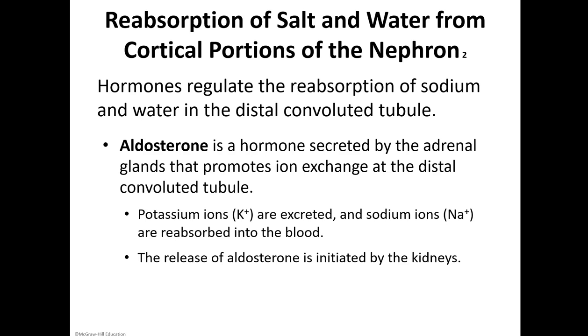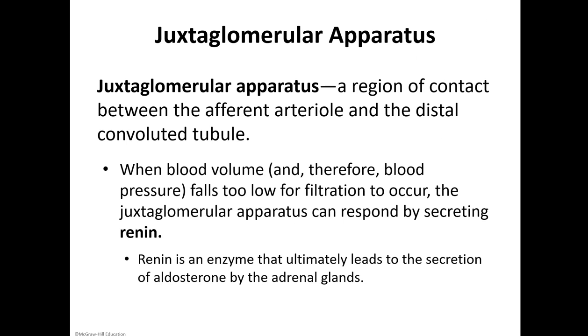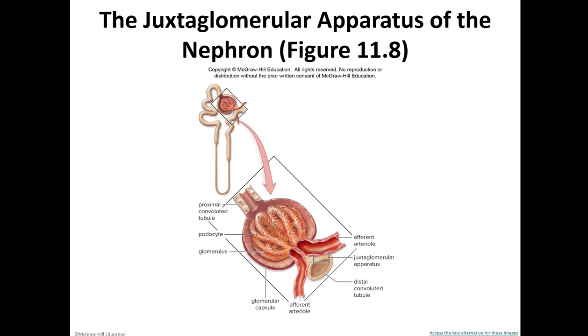The release of aldosterone is initiated by the kidneys. The juxtaglomerular apparatus is where the afferent arteriole contacts the distal convoluted tubule, and it secretes renin when blood pressure falls. So when blood volume, and therefore blood pressure, falls too low for filtration to occur, renin is released. Renin is an enzyme that leads to secretion of aldosterone by the adrenal glands. Here is a picture that shows you the afferent arteriole touching the distal convoluted tubule.